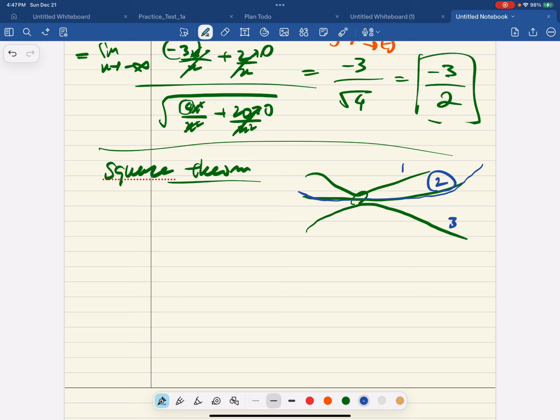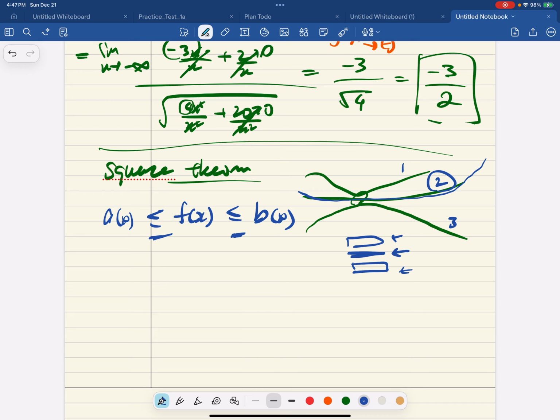When a function a of x is squeezing f of x with b of x, like a sandwich, this is your bread, this is your cheese, and this is your bread. This is your sandwich. Whatever is in the middle has to equal the top and bottom, because it is smaller or equal and bigger or equal than 2 conjoint functions, 2 functions that are very, very close or usually at the same spot as your function.